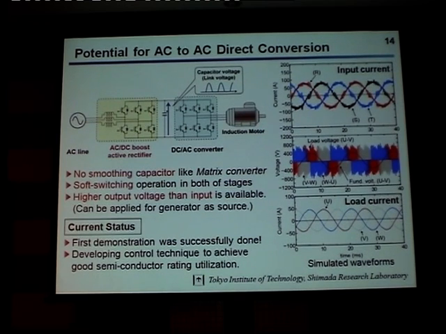This is a well-known concept in the power electronics field. No energy storage between two converters. And soft switching is an advantage for the matrix converter, with higher output voltage. We can increase the voltage from this voltage. We can apply a higher voltage rather than this input voltage.